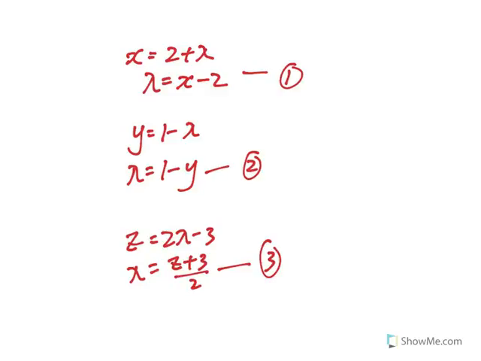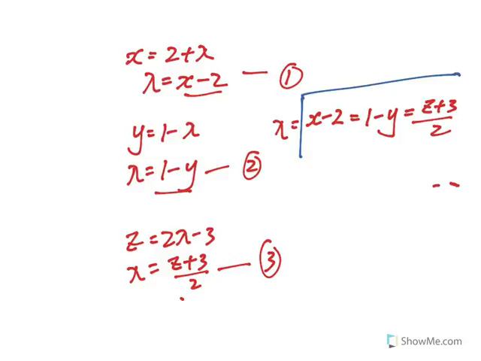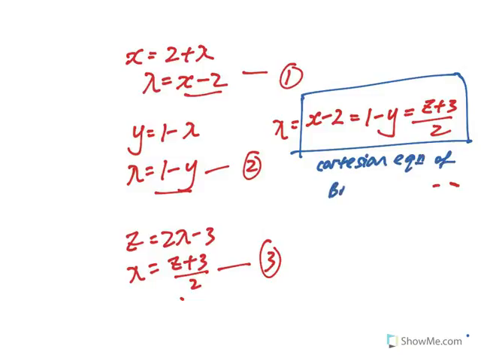And from here, we can see that since lambda is equal to all 3, this also means that each of them are equal to each other. Lambda equals x minus 2 equals 1 minus y equals (z plus 3) over 2. With that, this is in terms of x, y, z, and this is the Cartesian equation of BMQ 2a.